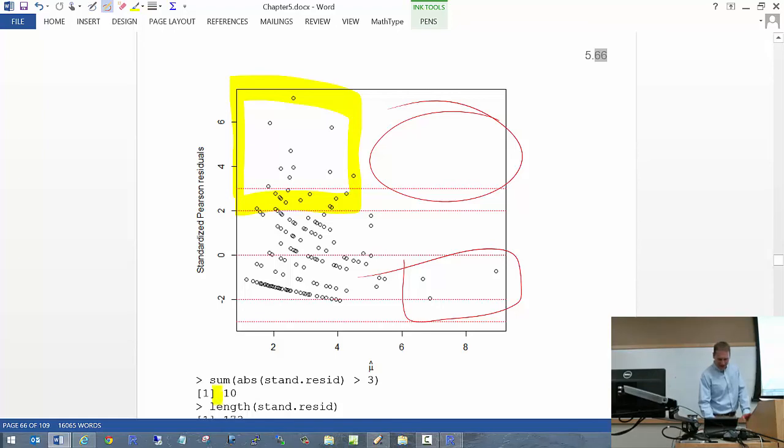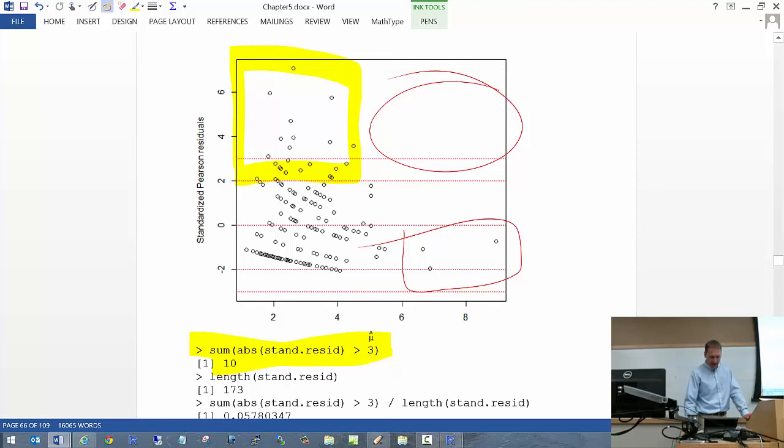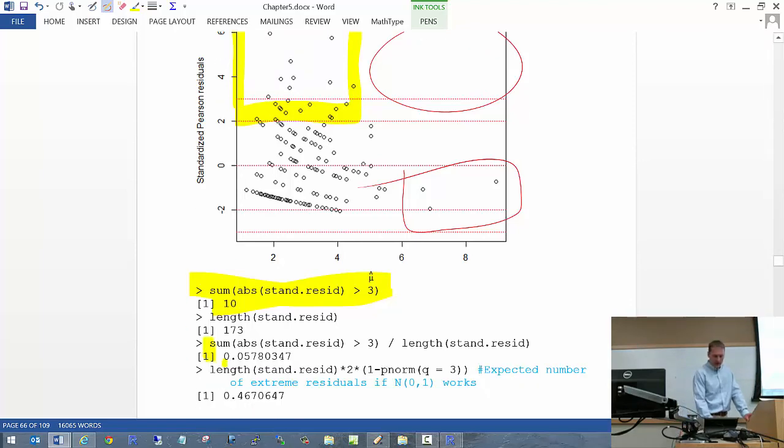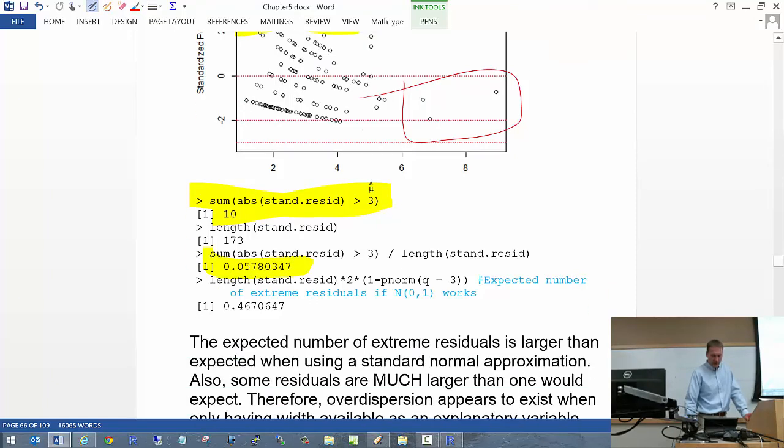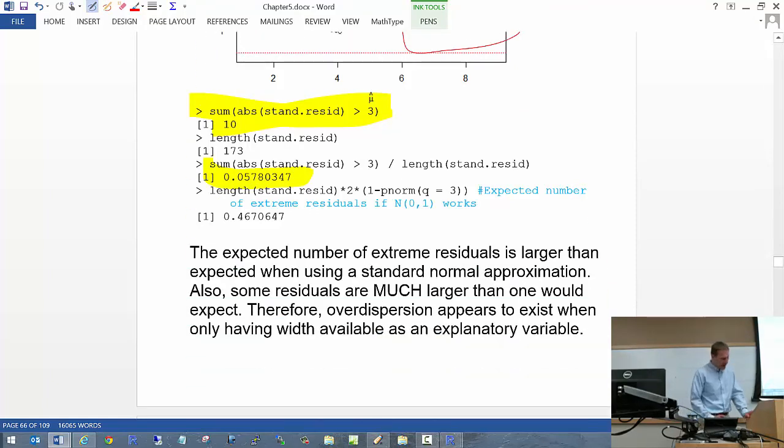Overall, we see that we have 10 residuals out of 173 that are above the 3 threshold. And that translates into almost 6% of our observations. So you see a little bit of some blue lettering there. It's just because it was formatted poorly for some reason in my notes. But the text is exactly the same.